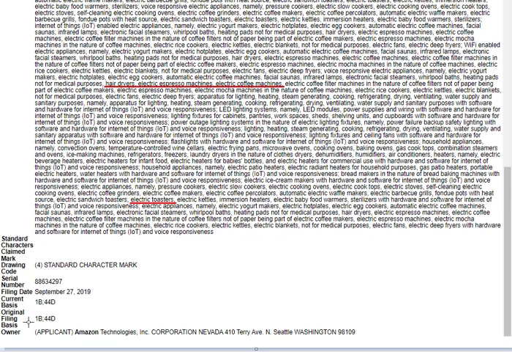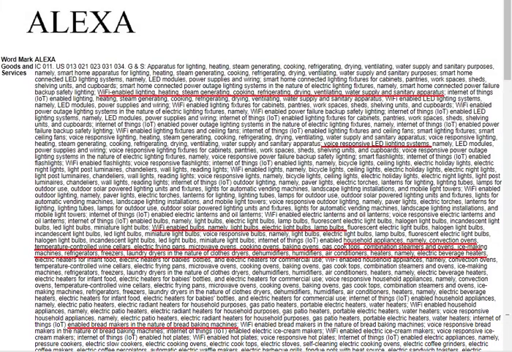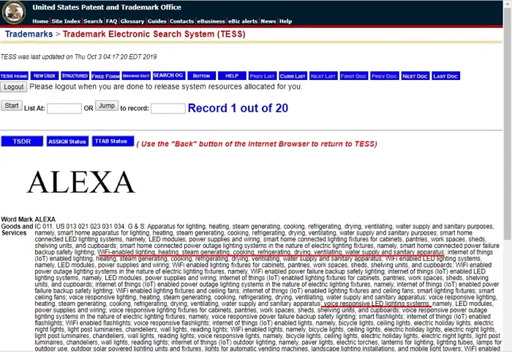So this application is filed on what's called a 1B basis. And that means that Amazon has a legitimate business intent to offer all of these branded items, household appliances, light bulbs, all those kinds of things, under their Alexa brand.